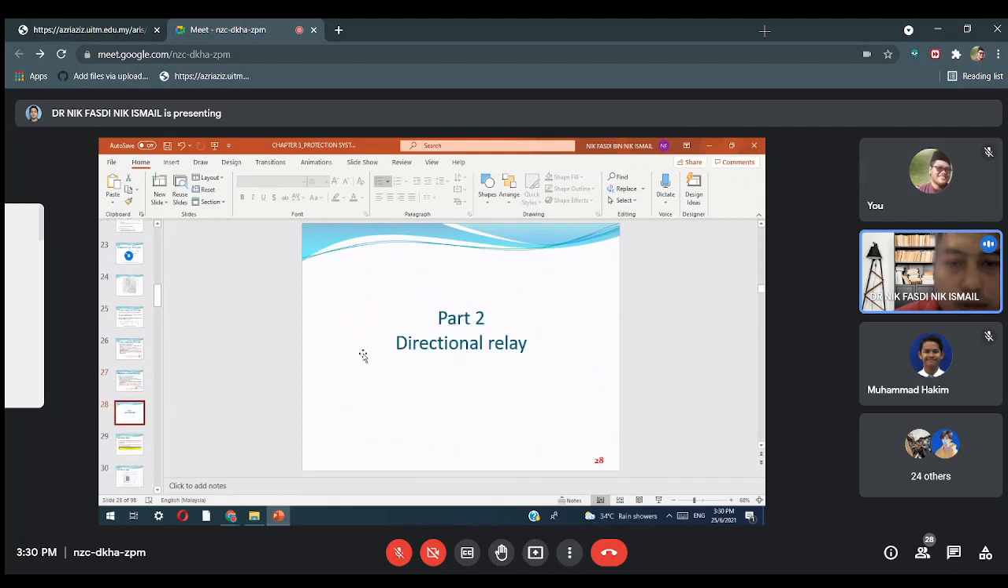Then we go to the directional relay. So what is the directional relay? Look at the name, we already understand. It operates based on the direction, or we can say it will operate in the forward direction only. If it is in the reverse direction, it will not operate.